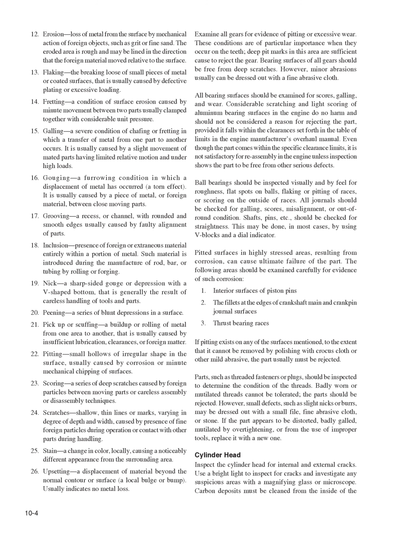Ball bearings should be inspected visually and by feel for roughness, flat spots on balls, flaking or pitting of races, or scoring on the outside of races. All journals should be checked for galling, scores, misalignment, or out of round condition. Shafts, pins, etc., should be checked for straightness. This may be done, in most cases, by using V-blocks and a dial indicator.